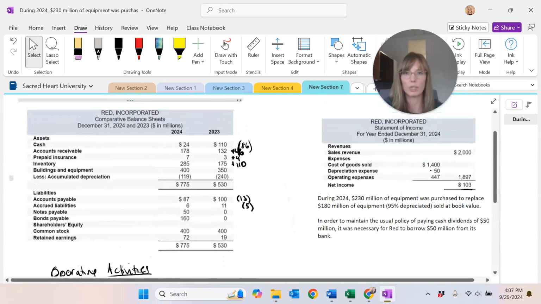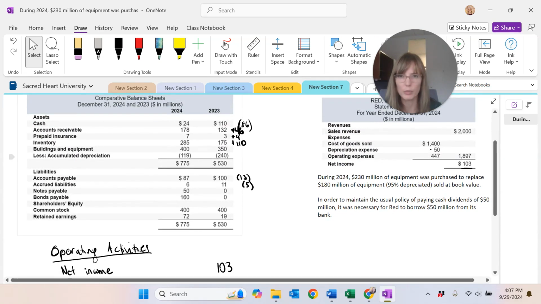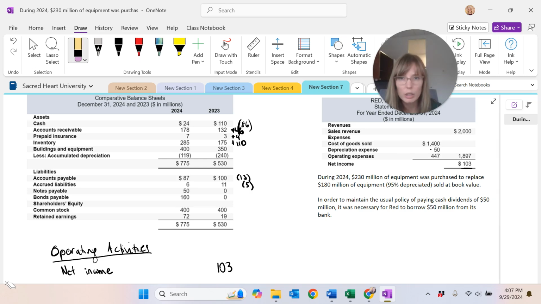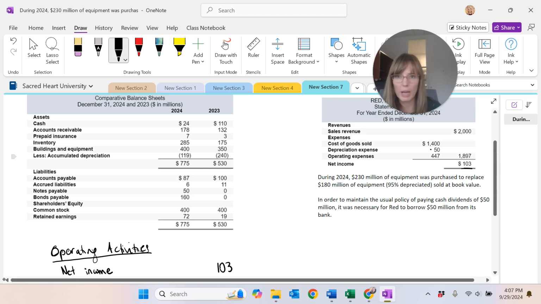Next, let's go to the investing section. Investing, we're looking for changes in our long-term assets. I see just one line here for buildings and equipment, less the accumulated depreciation. The other thing I need to know here is that $230 million of equipment was purchased to replace 180 million of equipment that was 95% depreciated and sold at book value.